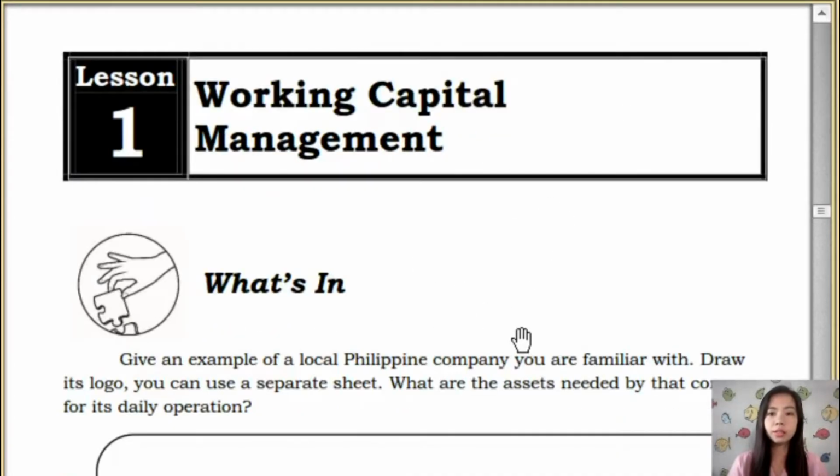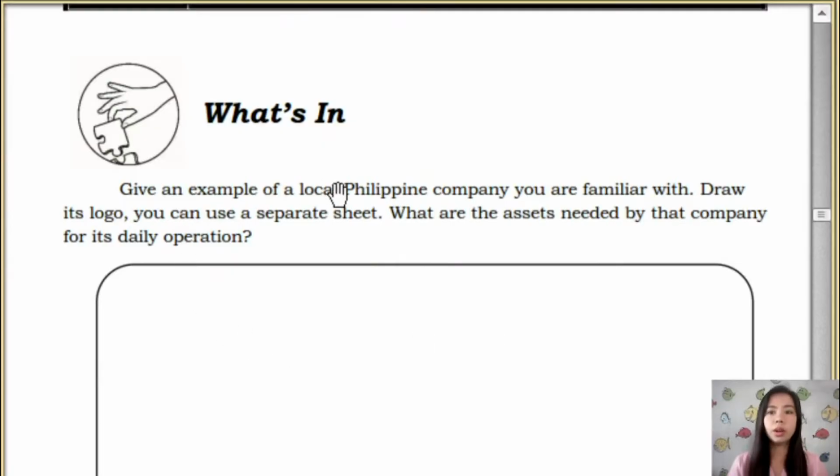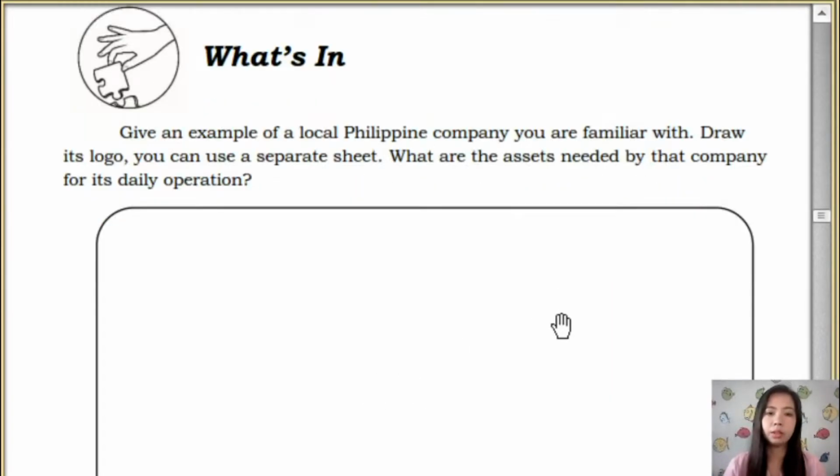For what's in activity, give an example of a local Philippine company you're familiar with. You can draw its logo in your notebook, so that is the separate sheet. What are the assets needed by that company for its daily operations? So you list down all the assets. If you can find an amount, it's better. If not naman, kung walang internet connection, okay lang din. Basta mag-list lang din ng mga assets na kailangan ng company na yon na napili ninyo.